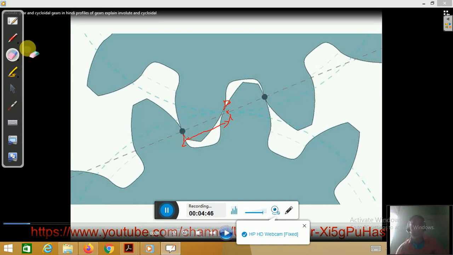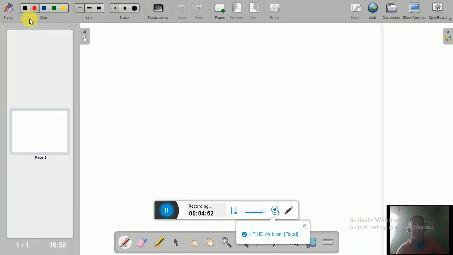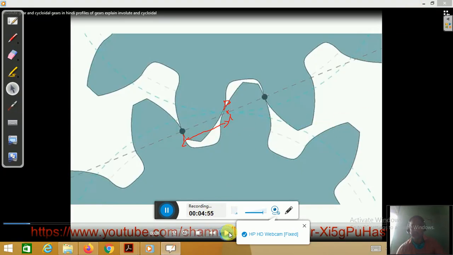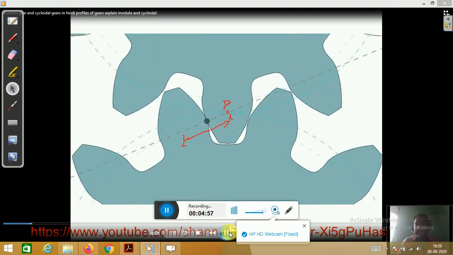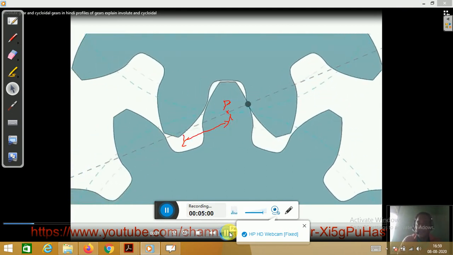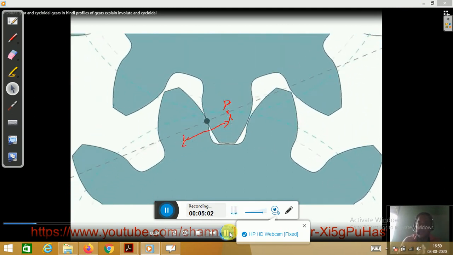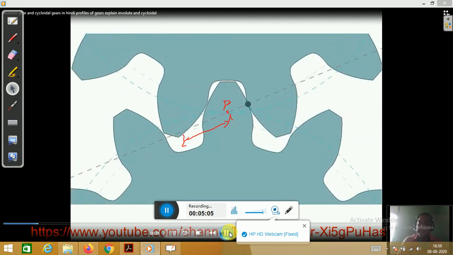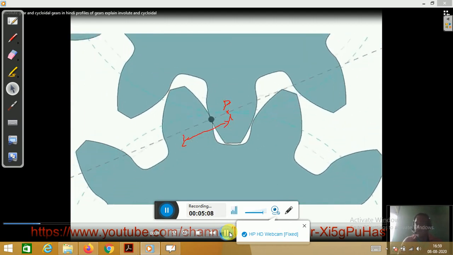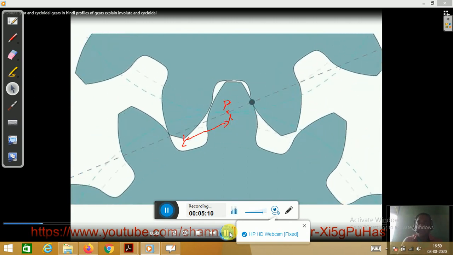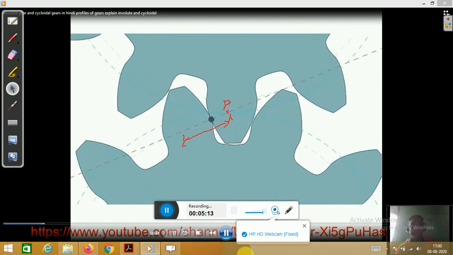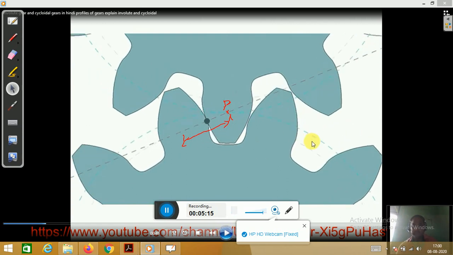This is very easily visualized in this particular video. You can observe this figure and this video again. So the starting point of contact and end point of contact, and this line is passing through the pitch point P. From the starting point to the pitch point is your path of approach, from the pitch point to the last point of contact is your path of recess. We have seen here the pitch circles. The pitch circle passes almost at the half distance of this particular gear tooth profile.